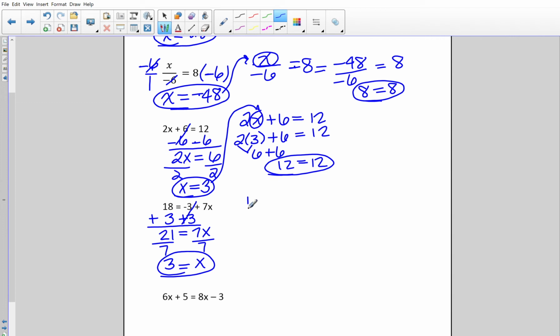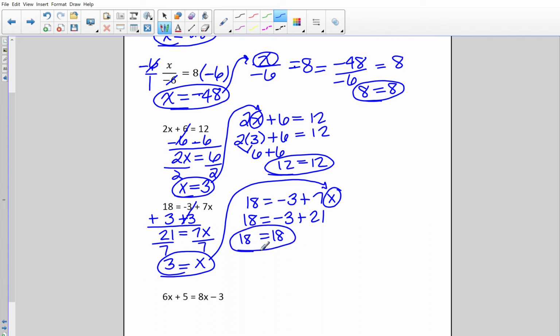Okay, so I've got my 18 is equal to negative 3 plus 7x. Replace that x with that 3. So 18 is equal to negative 3 plus 21. And when I subtract, I get 18, which matches the other side.